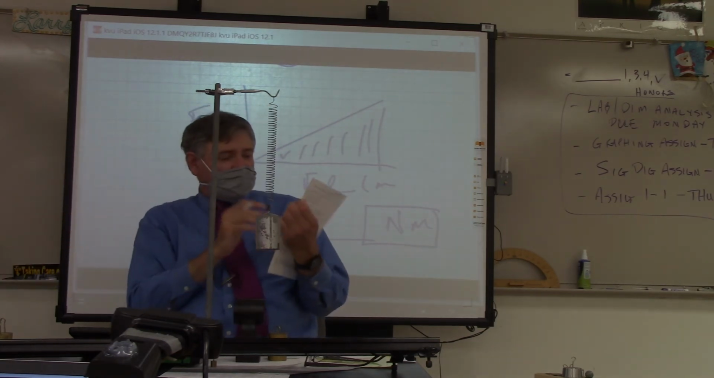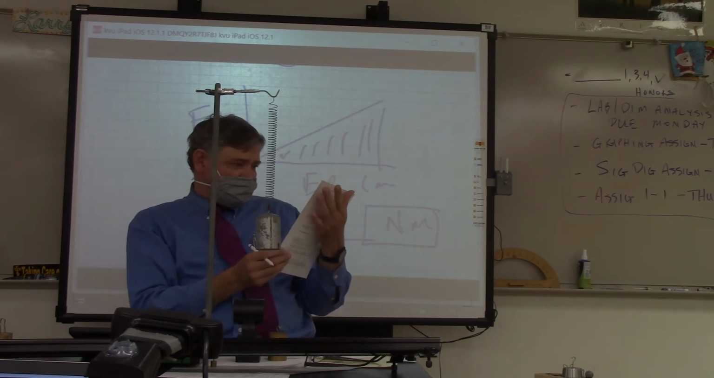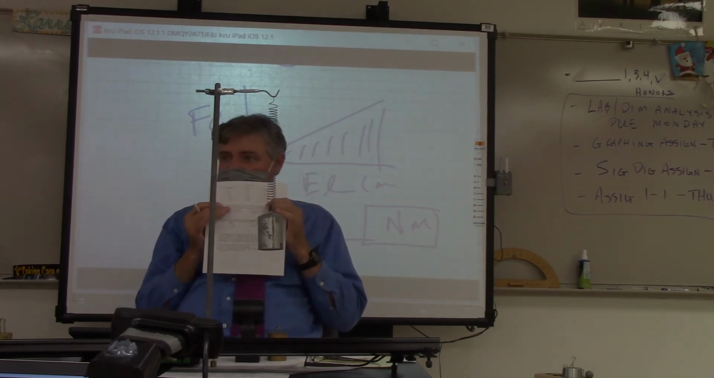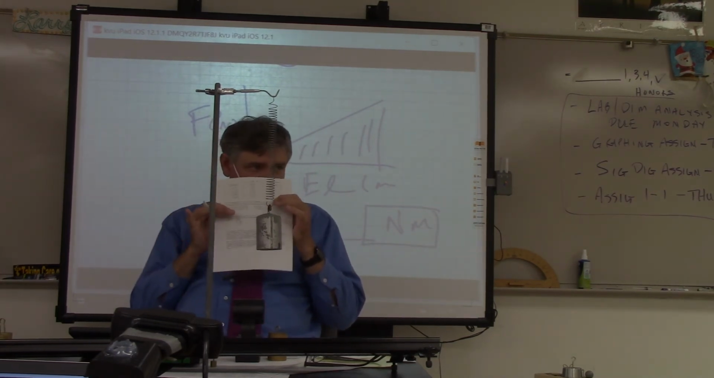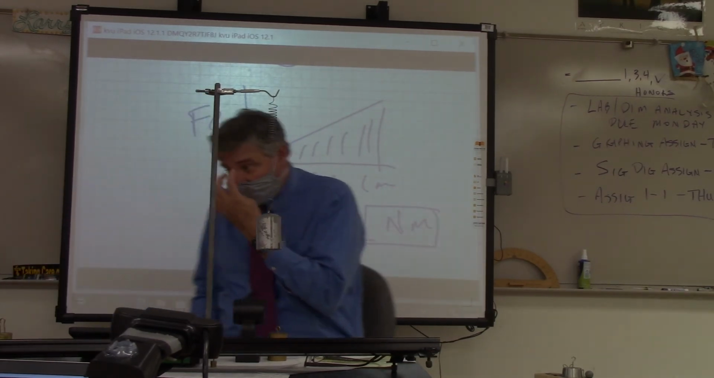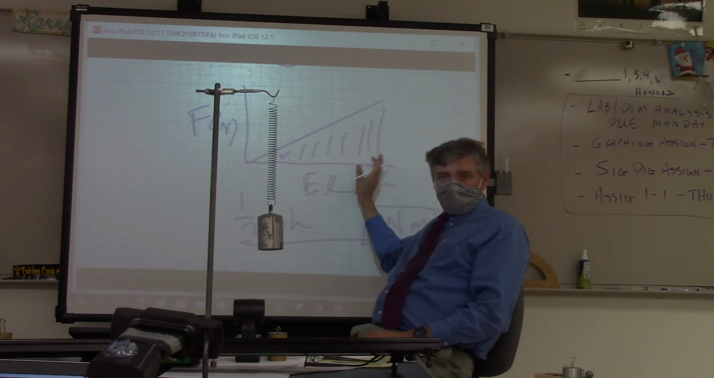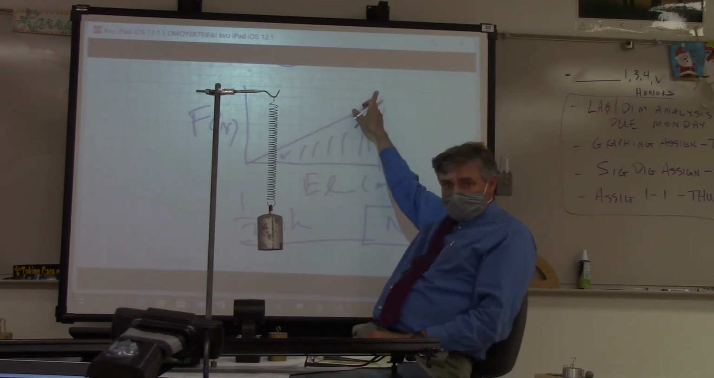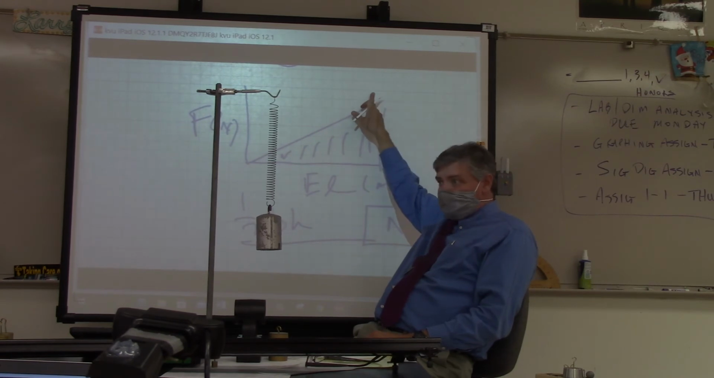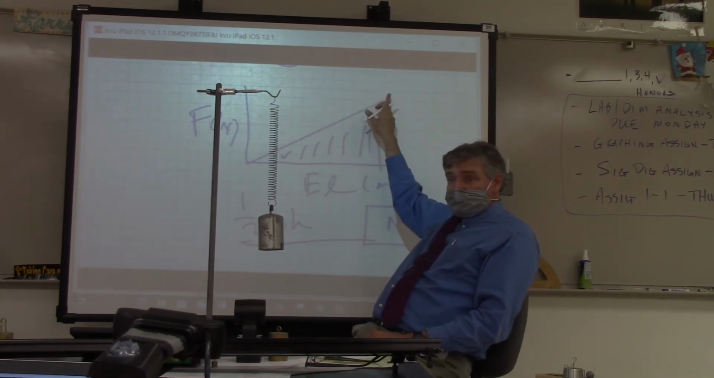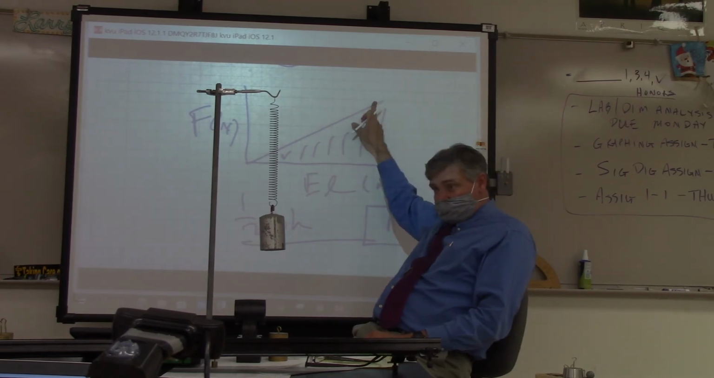Okay, so if I'm Lauren, what's your maximum elongation? 0.07? Okay, so Lauren's maximum elongation is 0.07 meters. So what she's going to do is go out here and find 0.07 meters. She's going to draw this line straight up until it hits the line of best fit. Then that is the point that she's going to use as her height.